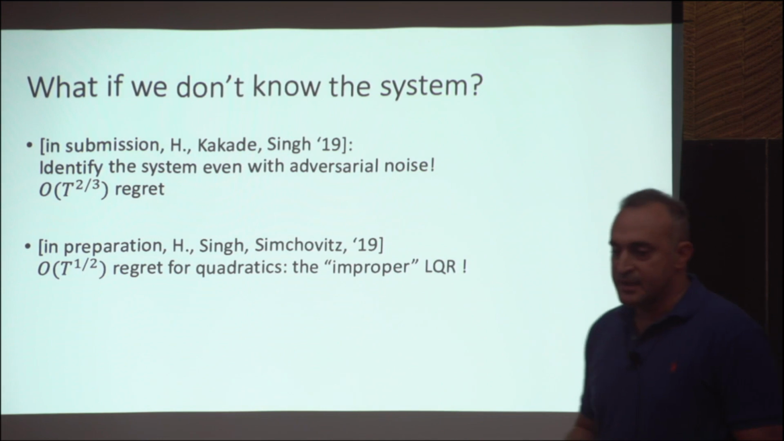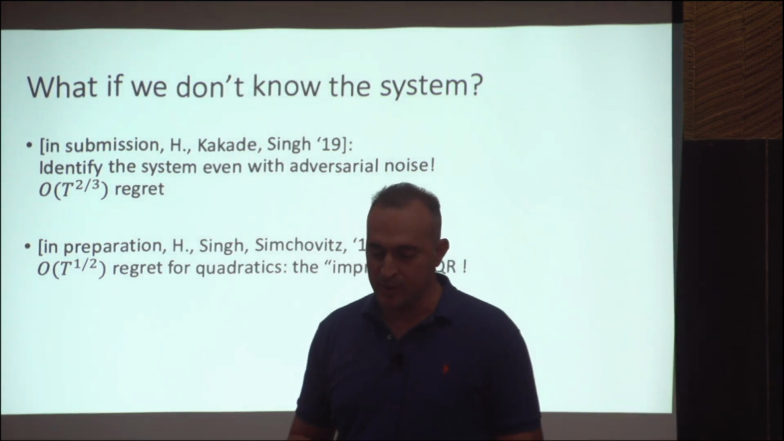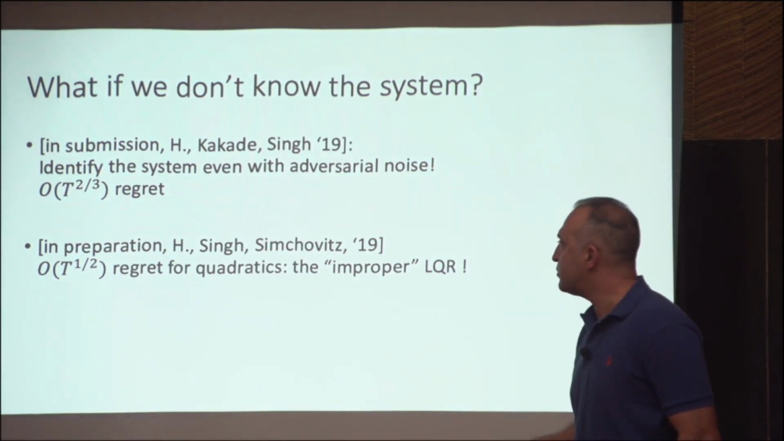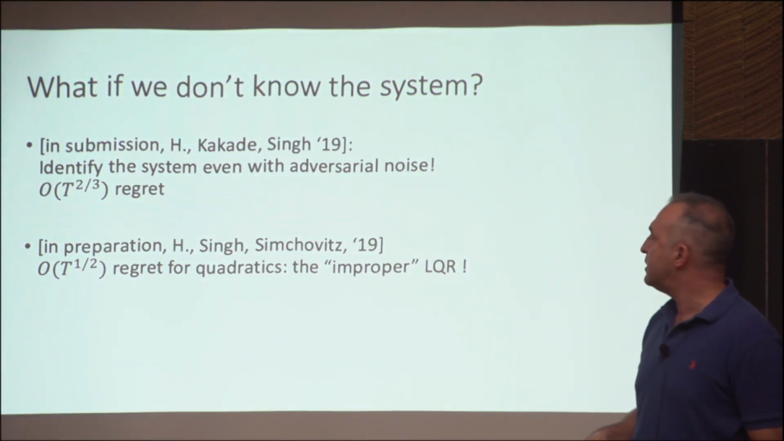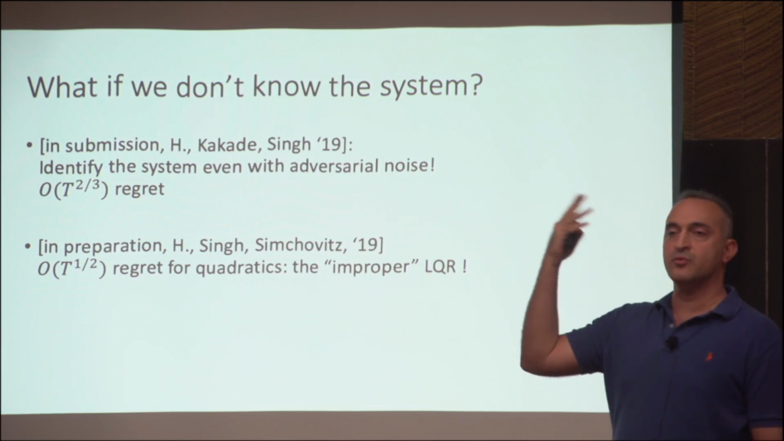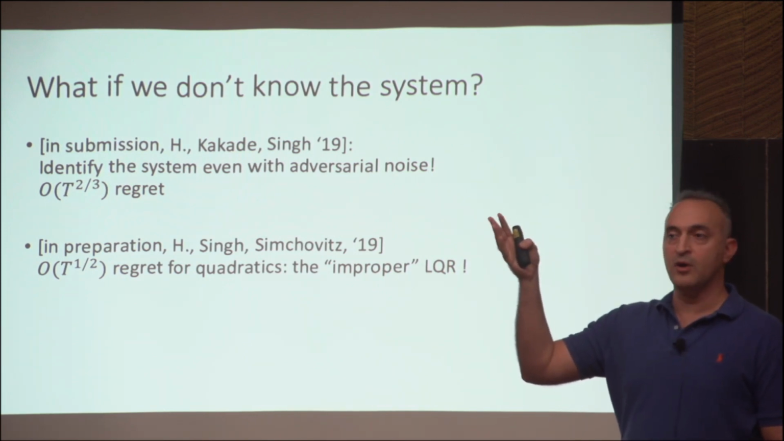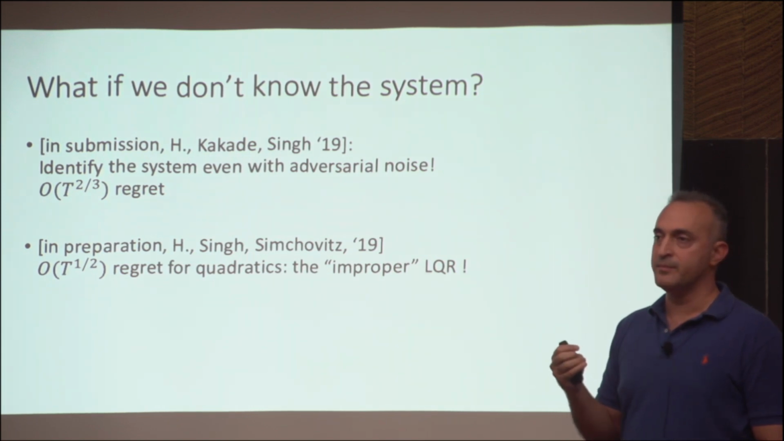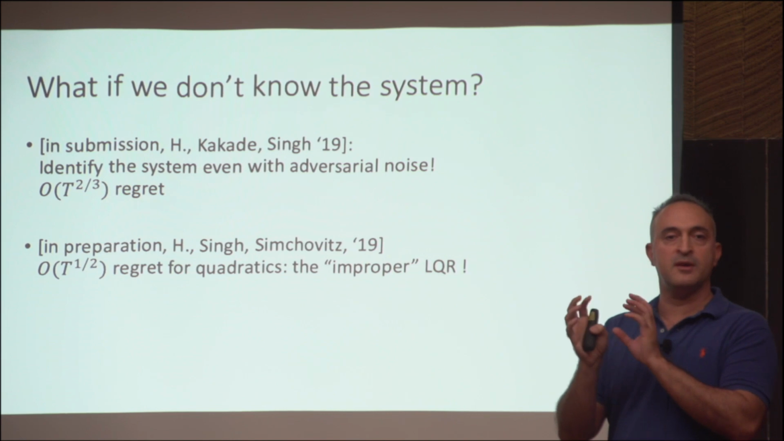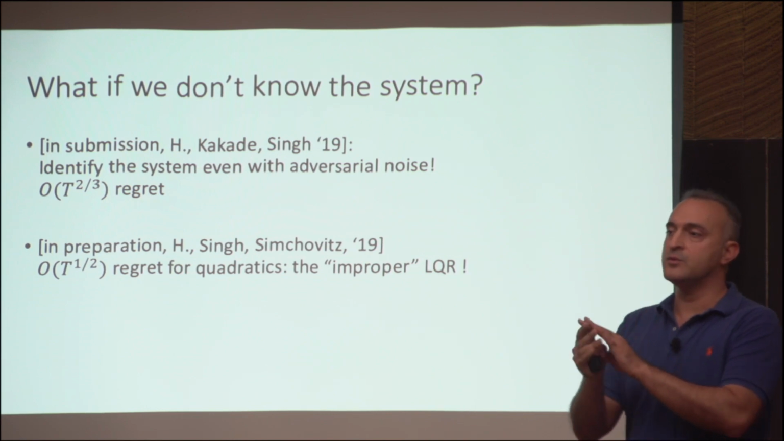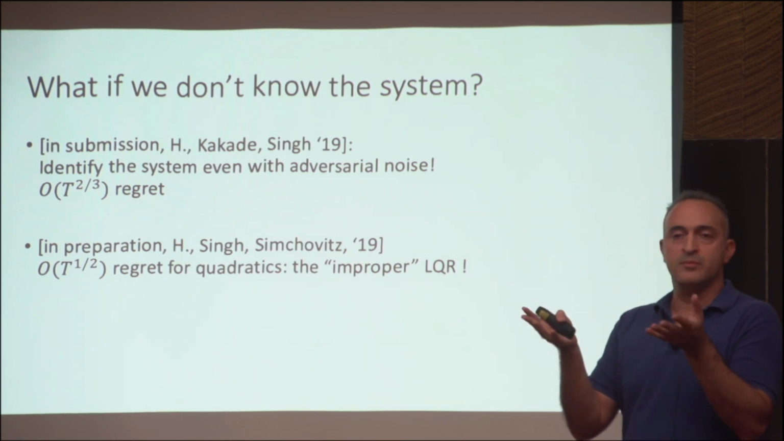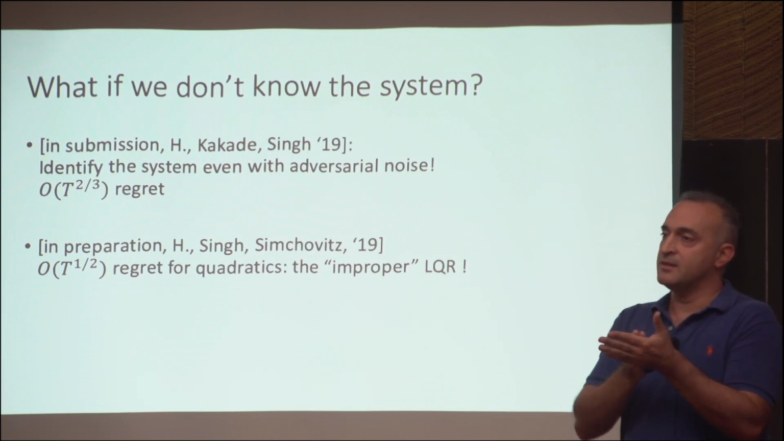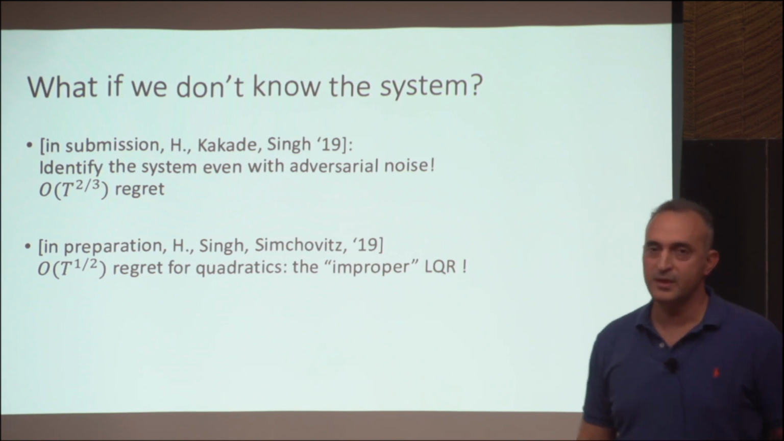Now, what if we don't know the system? It's possible to get T to the 2/3 regret even if you don't. There's some recent work with Sham and Karan and Max Imchovich, the visiting student. We can even get root T regret for the LQR problem without knowing the system. So this is really a strict improvement. If you want, it's some kind of improper LQR. You don't know the system at all, and you play a control which is not an LQR, it's something else completely, and yet it gets the LQR rate of root T. So I think that's pretty surprising.